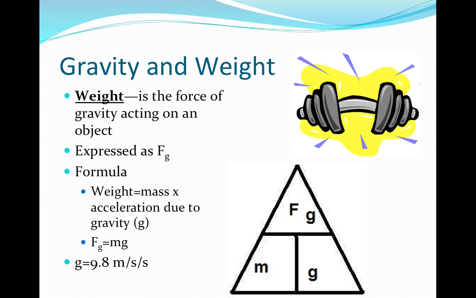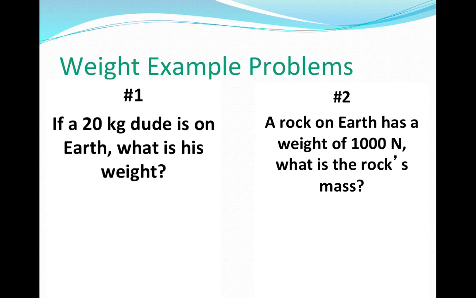So again, on the formula right here, weight is expressed as the force of G because it's gravity that is creating this force. So weight is equal to mass times acceleration due to gravity, and acceleration due to gravity is 9.8. Remember what Galileo said, that all objects fall at a rate of 9.8. So here is the formula: force, which is gravity, is equal to mass times acceleration due to gravity. It's very similar to force equals mass times acceleration, but in this instance, our acceleration we're going to use is 9.8, the rate at which all objects fall on Earth.